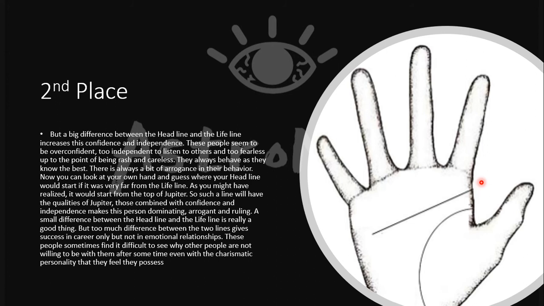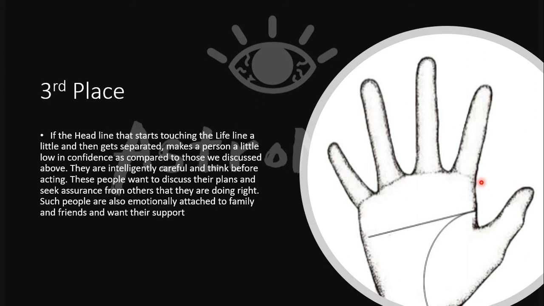Okay, let's go to the next place, which is the third place. The third place is where the headline joins the lifeline. It starts from the lifeline only, but you can see it gets separated after some time. This makes a person a little bit lower in confidence compared to the above two places we have discussed. They are people who seek some assurance or advice, and they are emotionally attached to their family and friends, and they want a little bit of support from them.